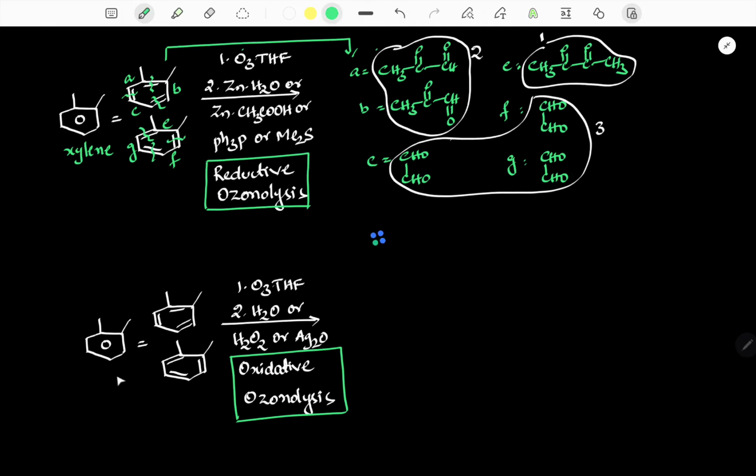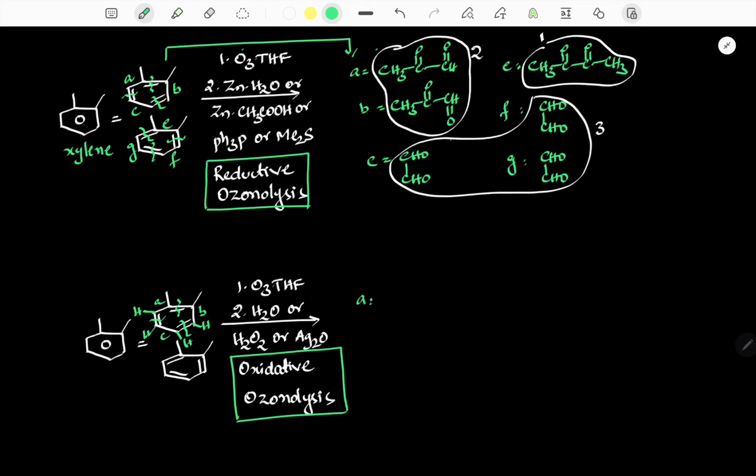And octene again treated with ozone, followed by H2O, H2O2 or Ag2O. So simply here we have to break the bond like this. But if a C-H bond is present, because of the C-H bond, we have to consider further oxidation also. So in this case, it is A, it is B, it is C.